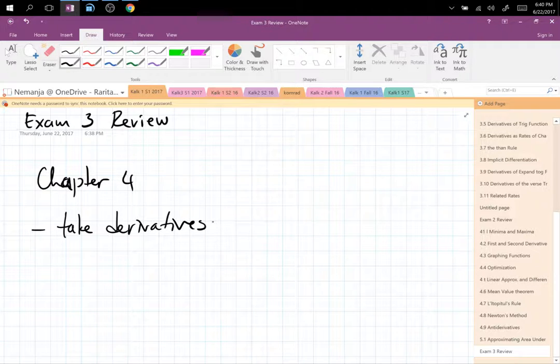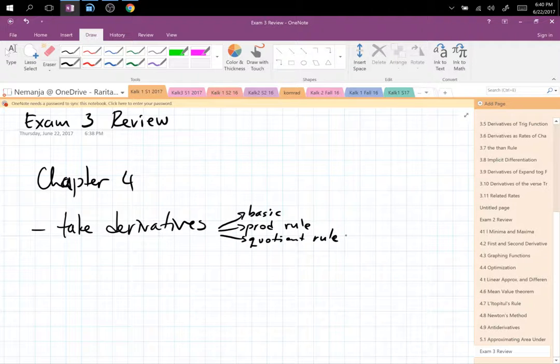So you need to know how to take derivatives, which includes basic, product rule, quotient rule, chain rule. I'm going to put chain rule with an exclamation over here because it's very important, very frequent. So take derivatives.